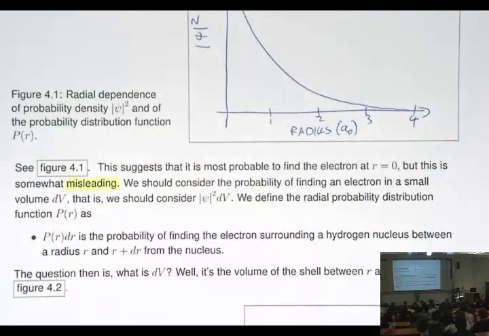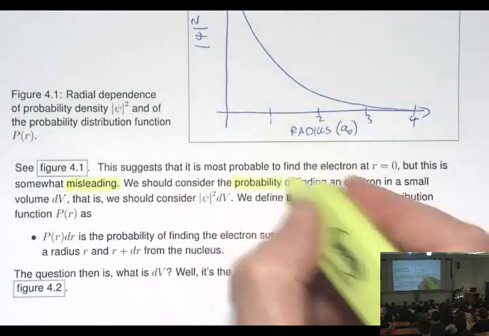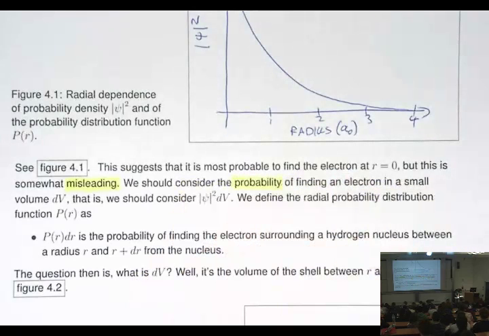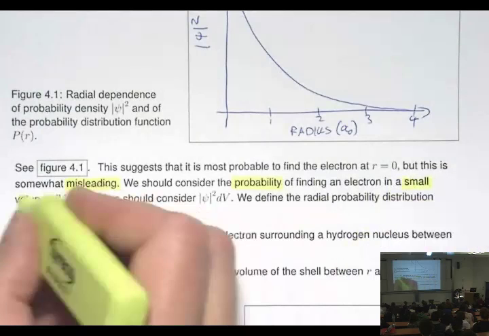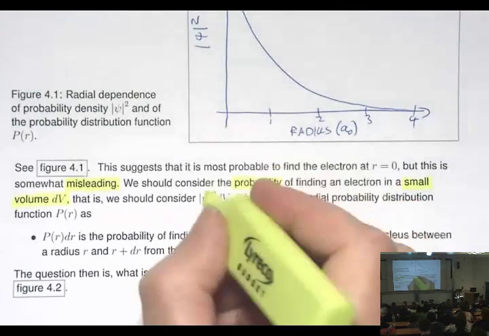So what we really have to consider is the probability of finding an electron in a small volume dV. Just asking what the probability is at a single point doesn't really make any sense. What we need is a small volume. What's the probability of finding it in a small volume? That's the real question. So what we want to consider is psi squared dV.